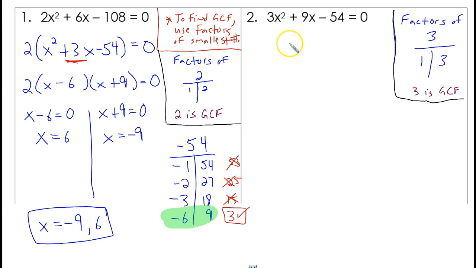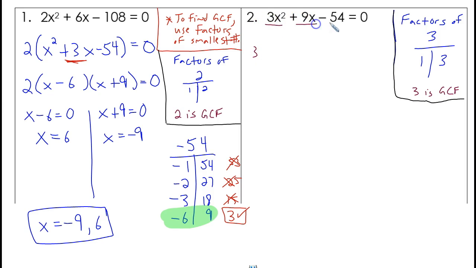Our second and last example today. Remember I said if you've got 3, 9, and negative 54, you don't have to look at the factors of all of them for a GCF. You can just look at the smaller one. The factors of 3 are 1 and 3, and 3 happens to go into 9 and negative 54, so we know it is the greatest common factor. So what will we do with that 3? We're basically going to divide everything by 3.